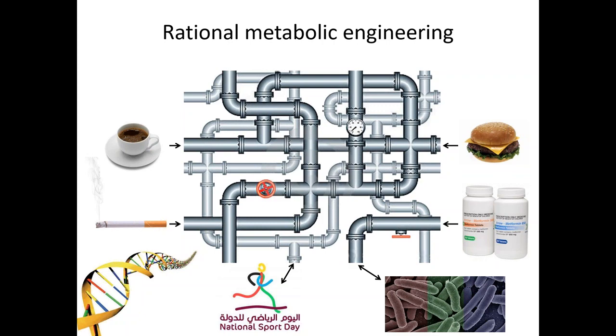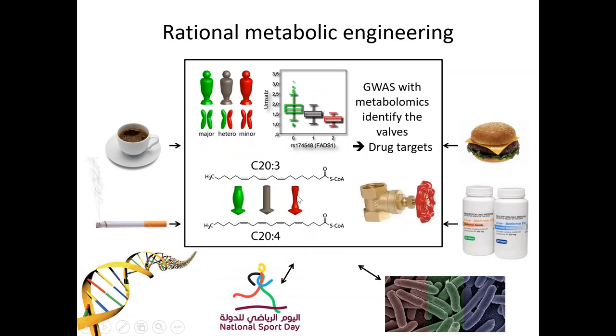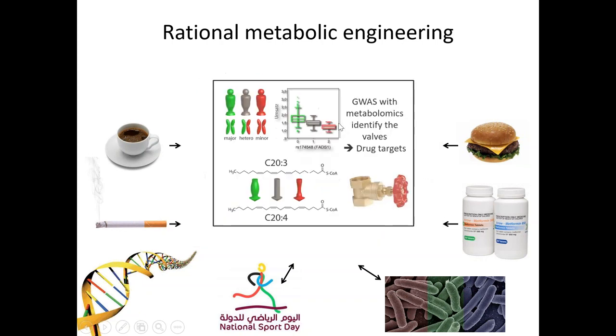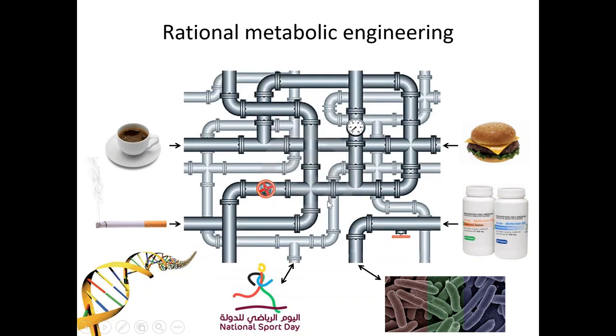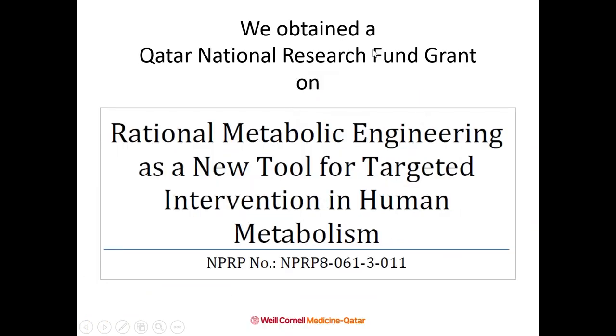From the GWAS, that's actually what nature did for us. So imagine the people here, the red ones, they are all people where nature switched this thing to a low throughput. And then you would have all the other settings in parallel, and if you go for thousands of people, you would end up with a full understanding that you could then use to rationally engineer your metabolism. So this is something my group is now working on. We got funding from the Qatar National Research Fund for that.